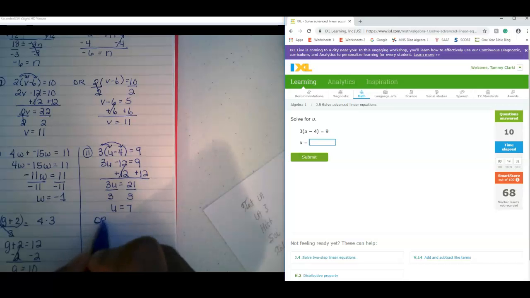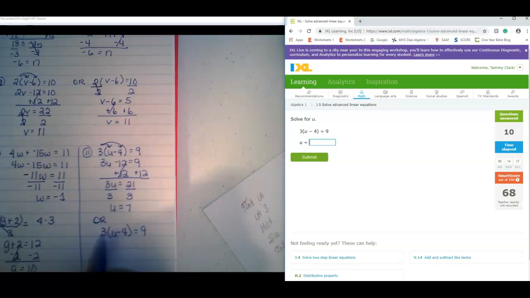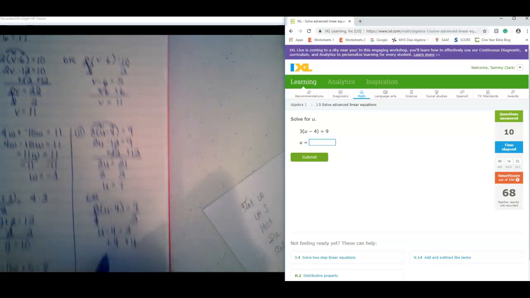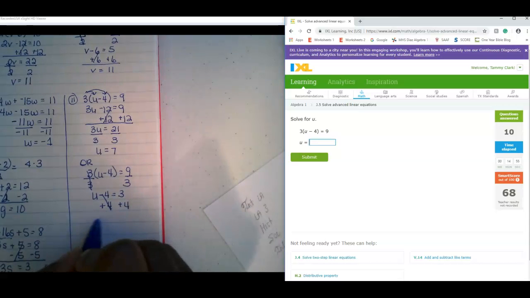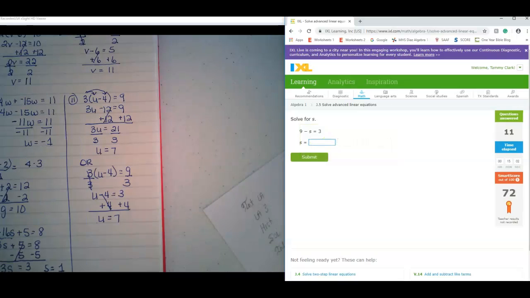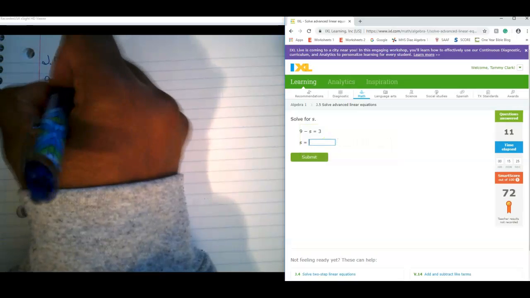Or you could have done 3(u minus 4) equal 9. Divide by 3 on both sides of the equation. That would have left you with u minus 4 is equal to 9 divided by 3 is 3. Add 4 to both sides of the equation. Therefore, u is equal to 7. We're going to continue on my next page.